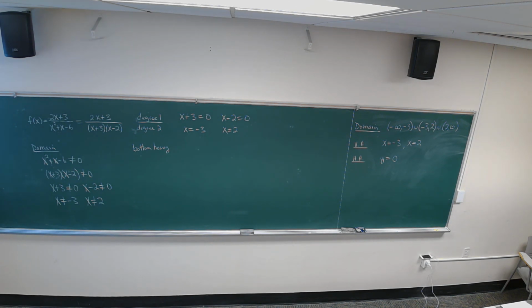Okay. And so on the previous page, where it talks about how to find the horizontal asymptotes of a rational function, that's what this first case is. If the degree of the numerator is less than the degree of the denominator, we call that bottom heavy. And if the rational function's bottom heavy, then the line y equals 0 is the horizontal asymptote.